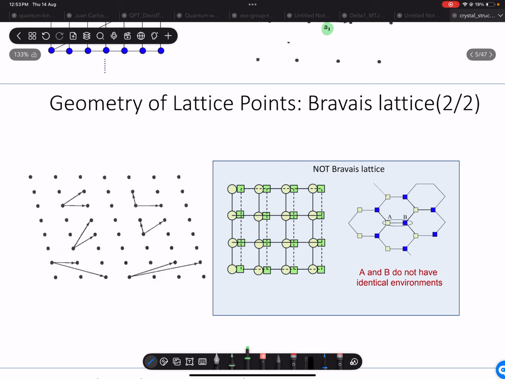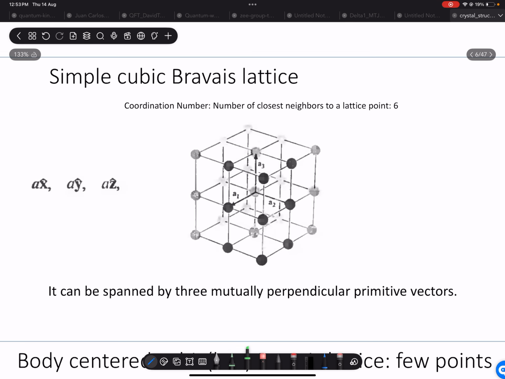But not all symmetric looking structures are Bravais lattices, let's say this one, right? Even this honeycomb structure, which looks kind of symmetric and has a nice shape, is still not a Bravais lattice, right? And one important point: these primitive lattice vectors don't have to be unique. There may exist a large number of choices for these primitive lattice vectors.